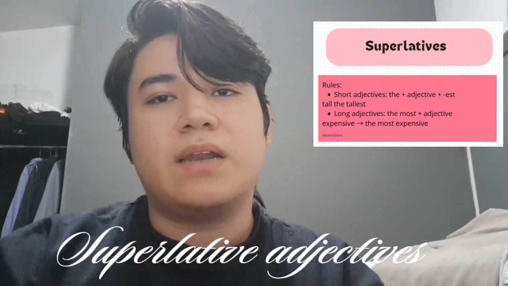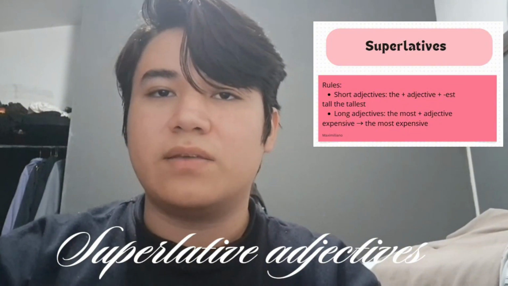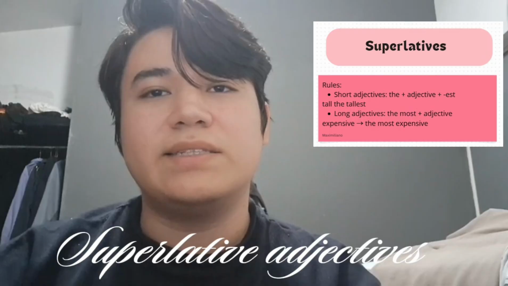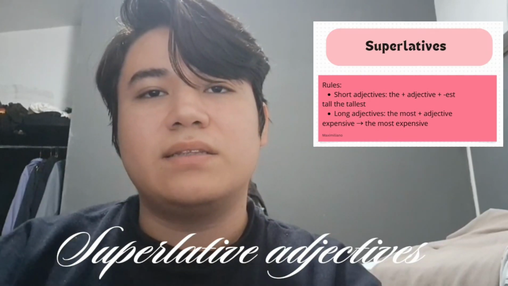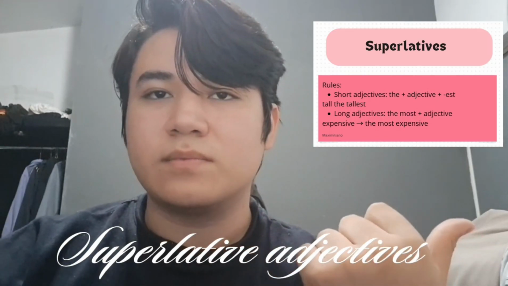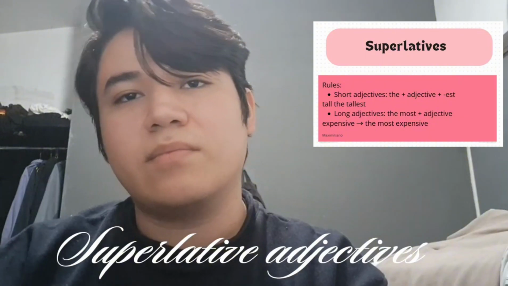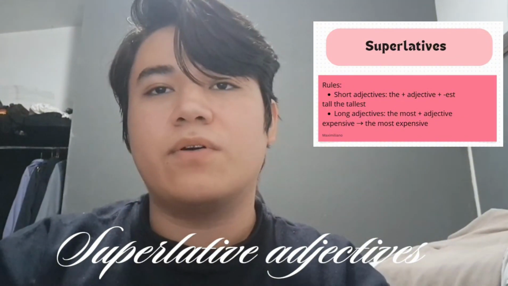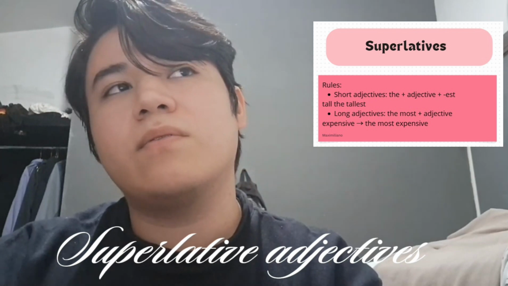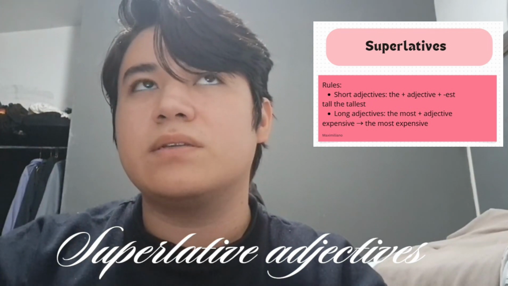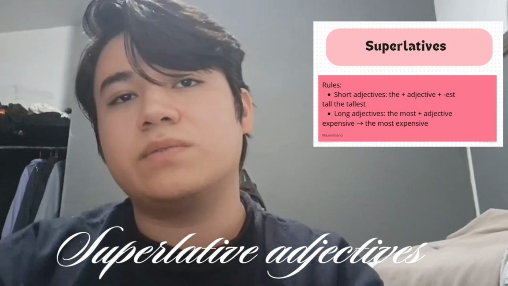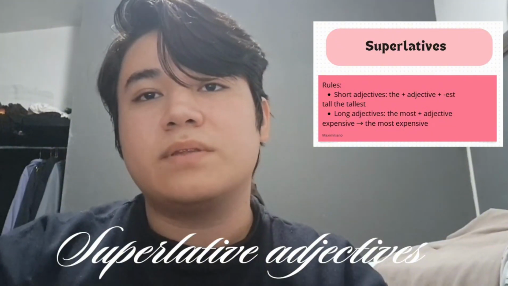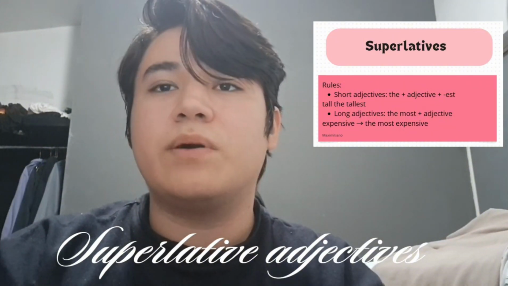Less form: to express a lower quality, use the least plus adjective, like the least nice, not the nicest. Irregular superlatives: some change completely. Good, the best; bad, the worst. Words that accept both forms: some adjectives can use either -est or most. Example: polite, the politest, the most polite.